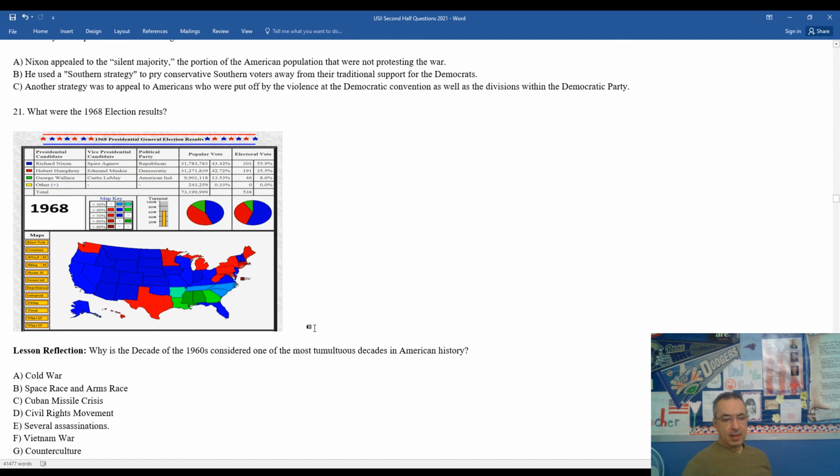And when you look at the 1960s, as we reflect back, why was the 60s considered one of the most tumultuous decades in American history? Well, obviously the Cold War, we had subsequently the space race and arms race, the Cuban Missile Crisis, the Civil Rights Movement, many assassinations in the 60s, the Vietnam War, and of course the counterculture movement that reacted against the war.